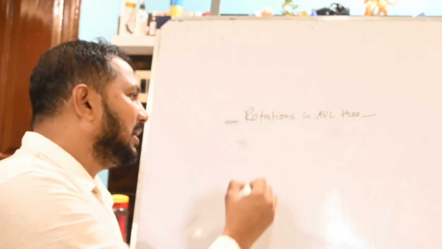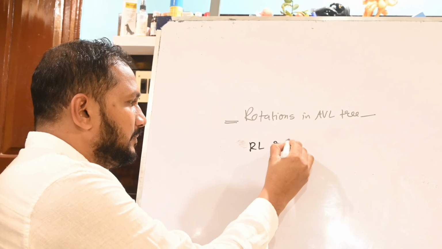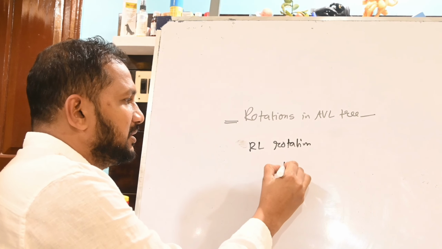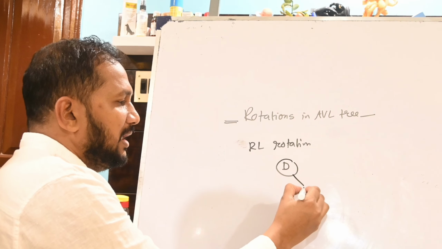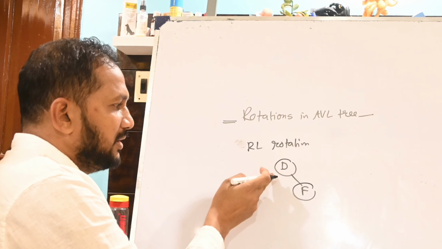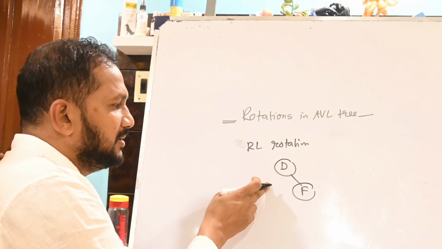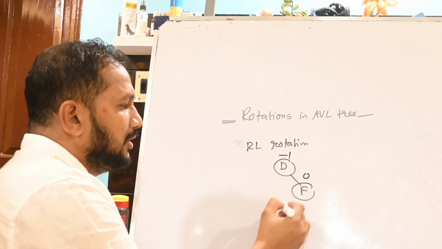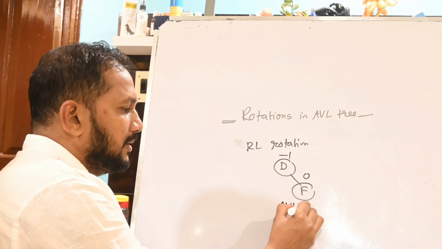Now let us consider the RL rotation. Suppose this is D, and this one is F. The height of the left-hand side of D is 0, so 0 minus 1 is minus 1, and this is 0. So this is an AVL tree.